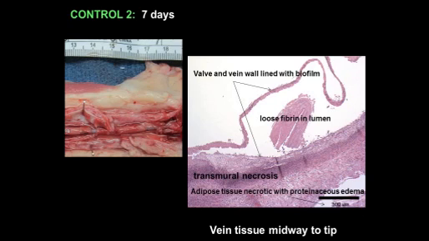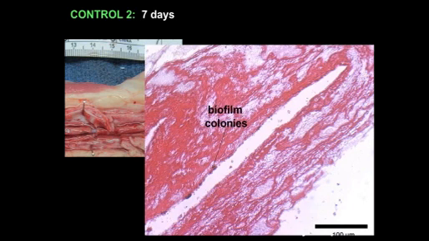If we look at the vein tissue midway to the tip, the same kind of picture within the vessel wall itself. The transmural necrosis, we see loose fibrin in the lumen, and now we see a valve and the vein wall. But if you look very carefully, those black dots are not endothelium. Those are actually biofilm colonies. To the bottom right, where we see all this inflamed tissue, we can see histologically adipose tissue that's necrotic with proteinaceous edema. This is cellulitis. Looking much closer then at that lining of the vessel wall, there are the biofilm colonies attached to the surface.